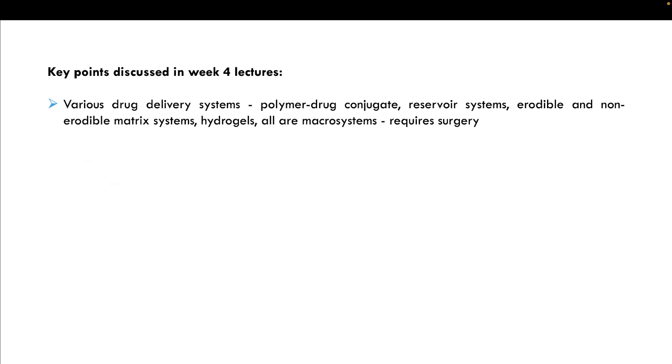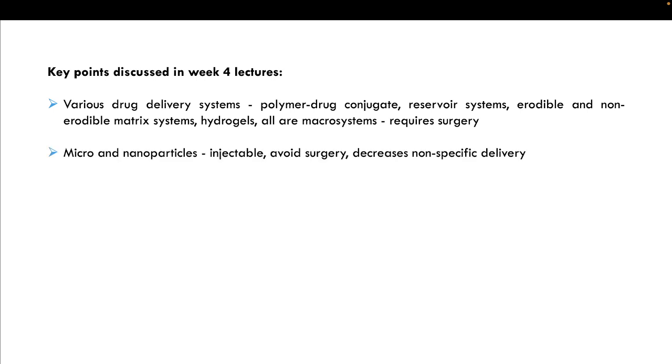So all of these systems are essentially macro systems. You have a macro size implant, which first requires a surgery to implant it into the patient's body, and then after its time is done, you have to remove it again in case it's non-erodible. This could be a little cumbersome because patients are usually not very compliant towards performing surgery twice or even once. So in order to avoid that, we have another drug delivery system known as micro and nanoparticles.